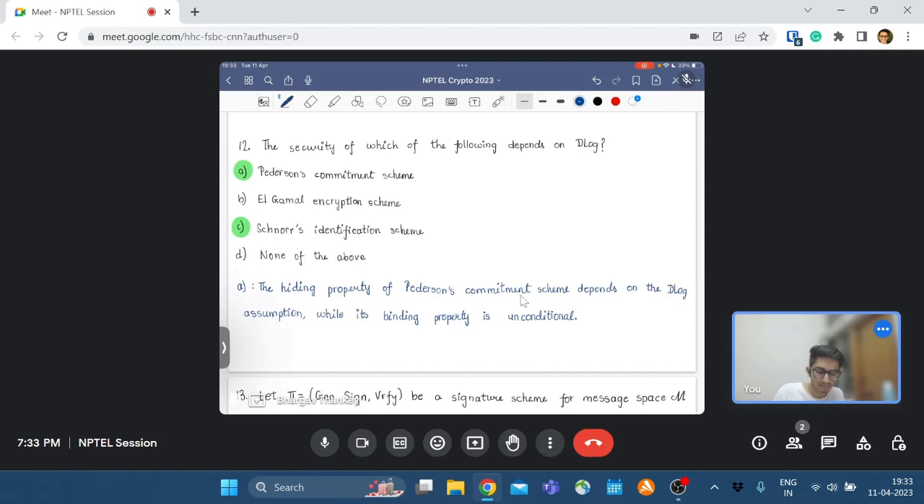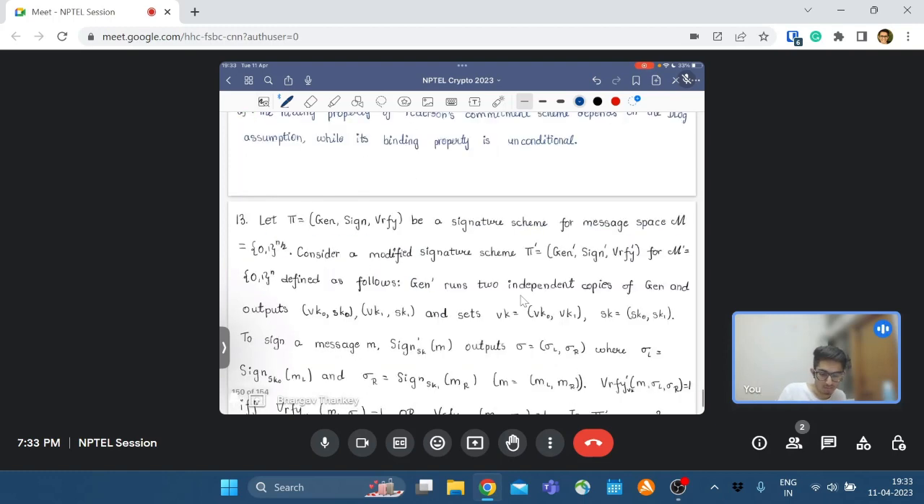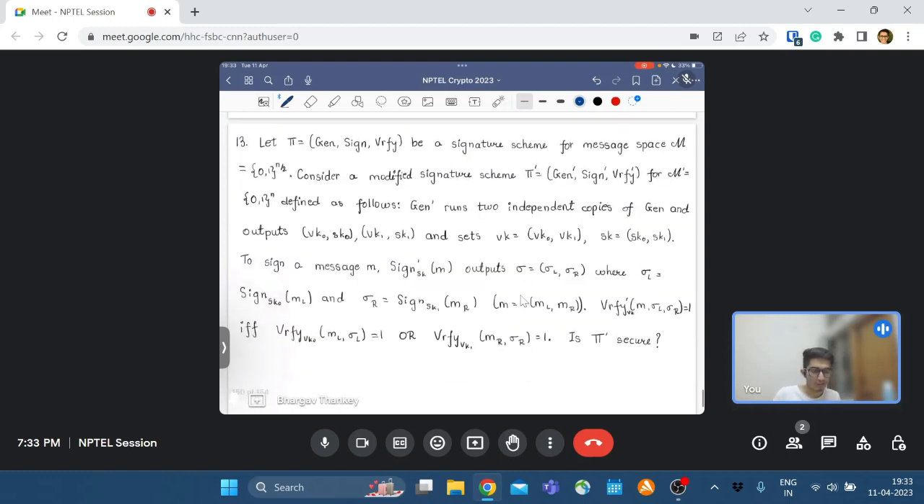Yeah. So now let's look at the next problem. The next problem and also the 14th problem are both about signature schemes. So let pi equal Gen, Sign, Verify be a signature scheme for message space M equals {0,1}^(n/2). That is messages of length n over 2 bits.